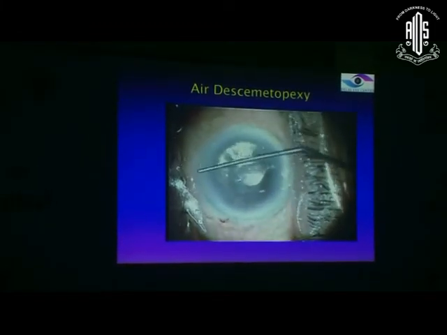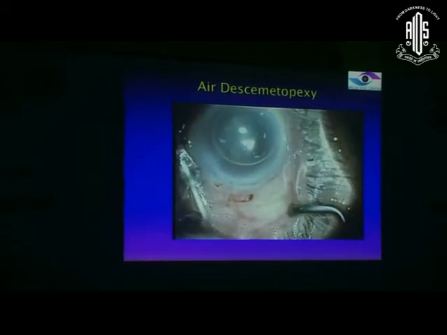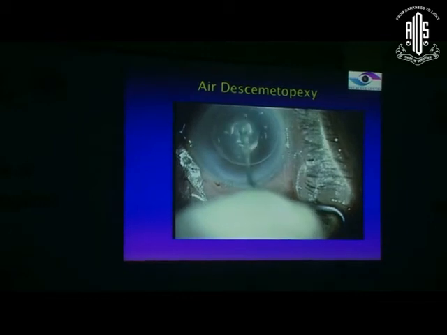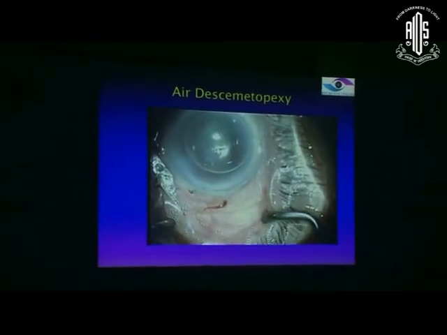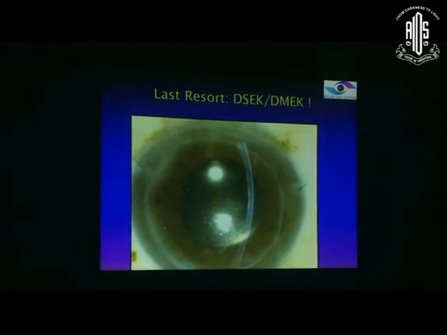Then we can iron out any folds if there are any folds present, and then wait for 8 to 10 minutes with a high pressure, then release some of the fluid, keep a mobile air bubble, and this should work in most of the cases. Last resort, of course, is endothelial keratoplasty.